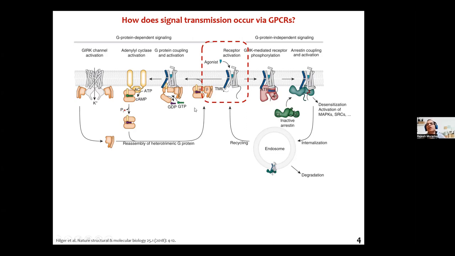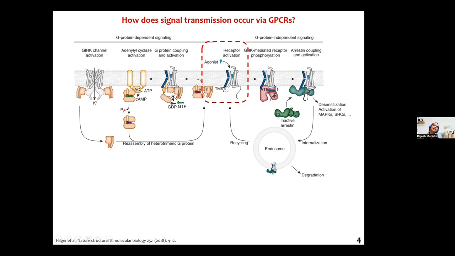So that is what the name suggests, G protein coupled receptor. Initially people thought that signaling via this receptor happens only through the G protein. That is what the name means. But in the last decade, it was found that this receptor also binds to other transducers.